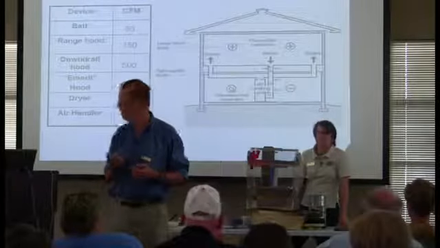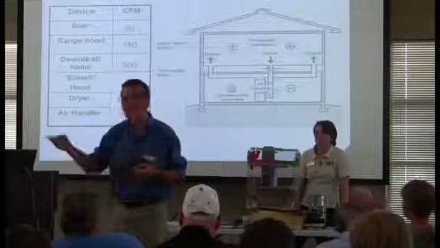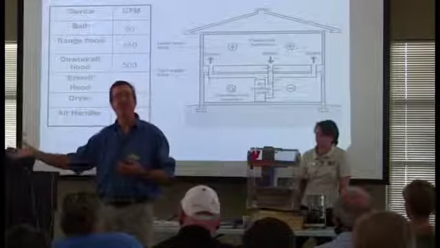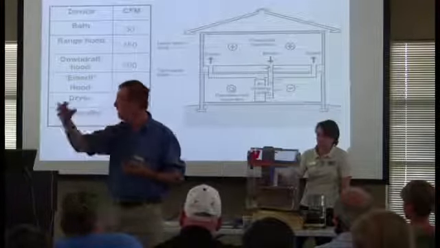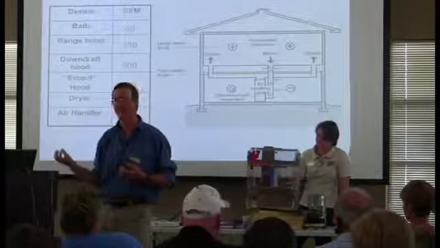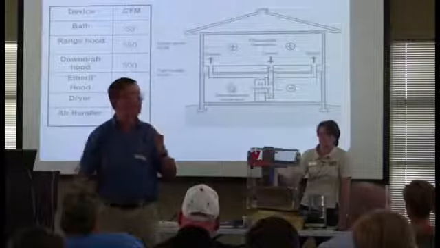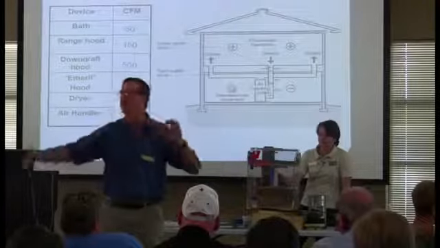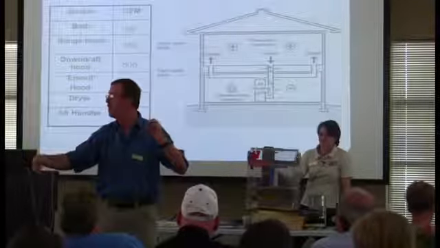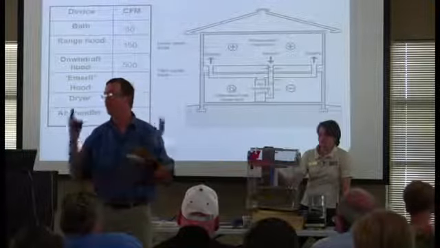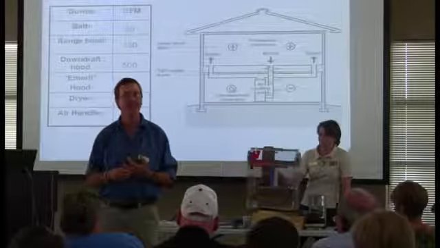I got a solution for you. Let's undercut the door. Okay, so Ed's got probably the best idea, which is put a return in every room that has a supply. What's another option? We could do a jumper duct or something like that, a transfer duct, something that allows the pressure to bleed from the bedroom back to the hallway.